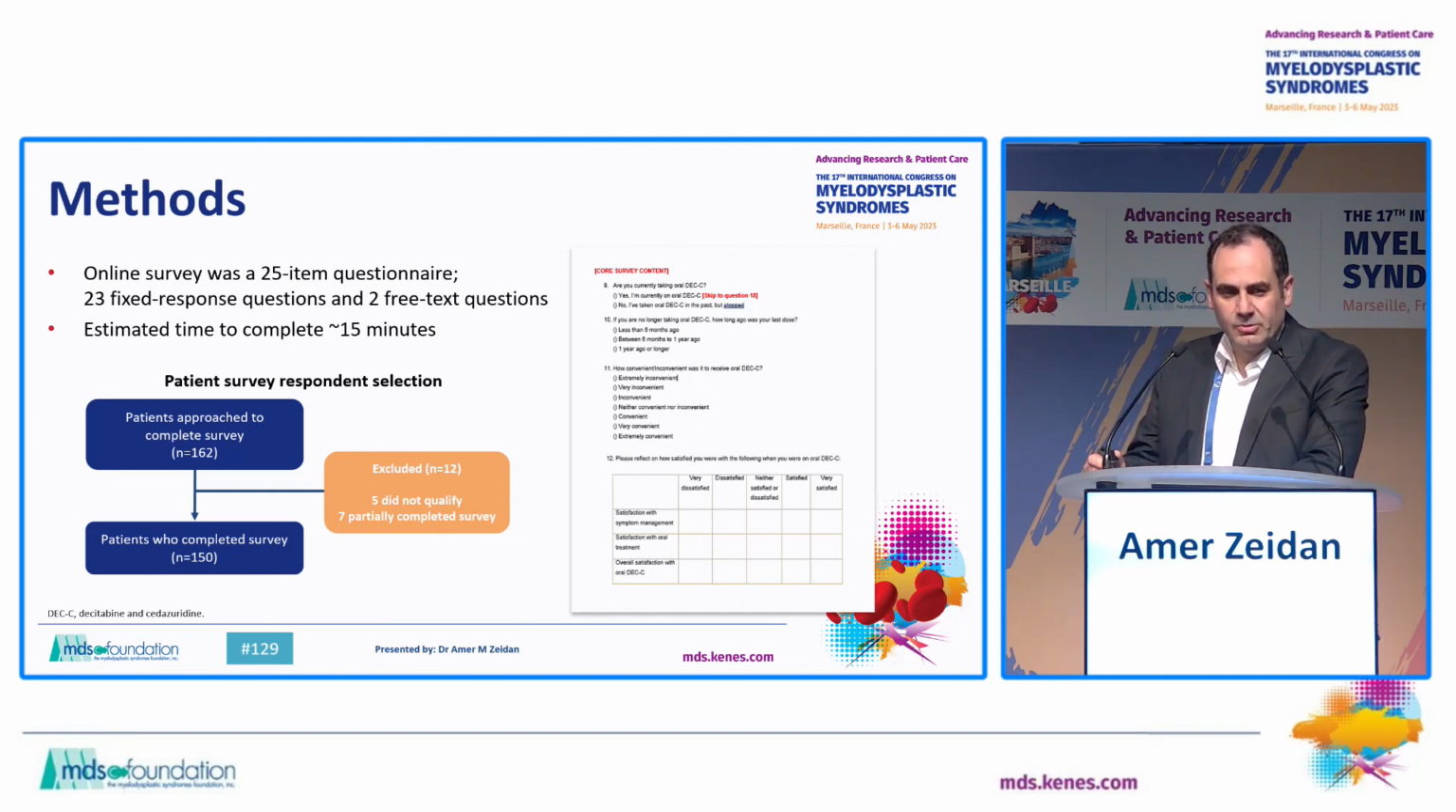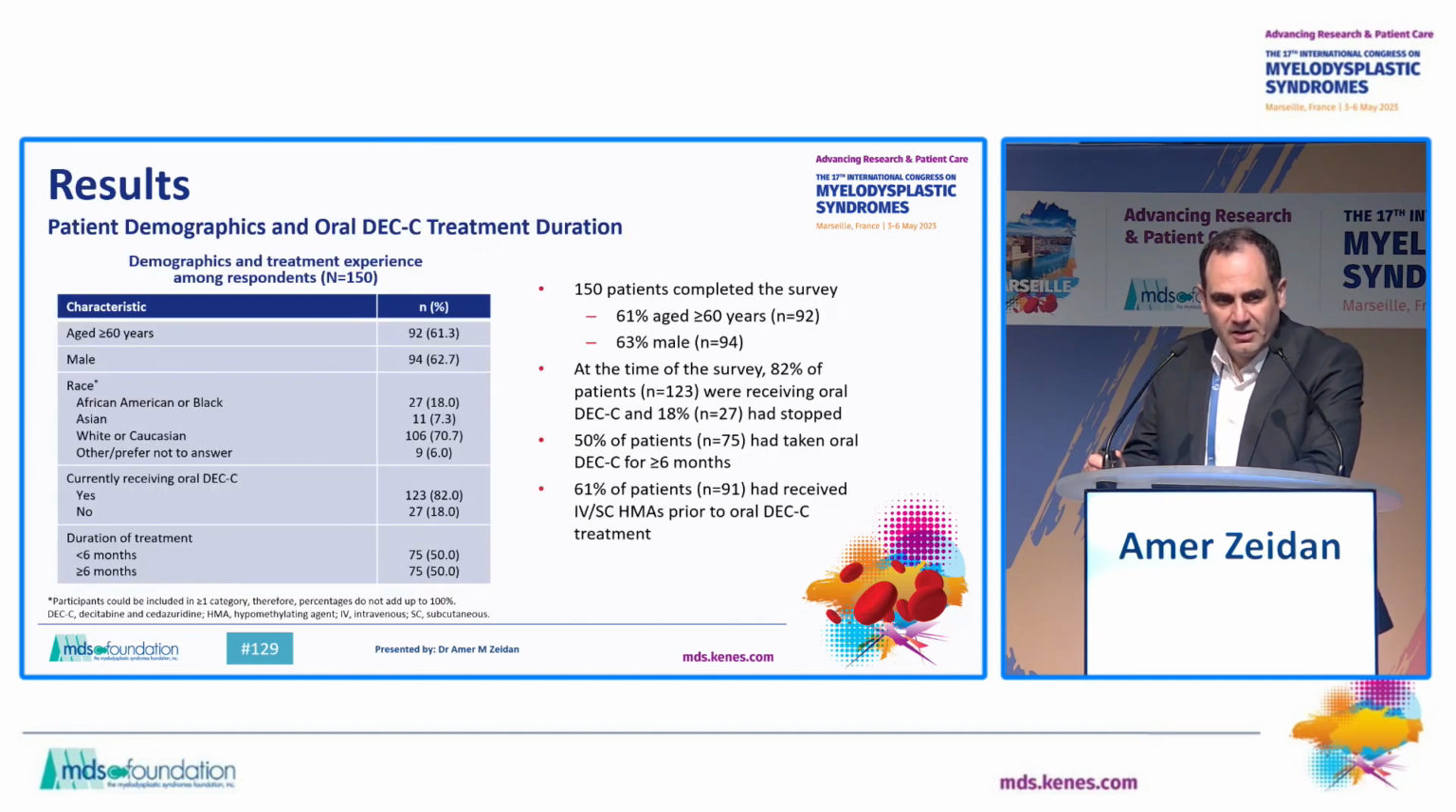In general, in surveys, you prefer not to go too long because people tend to give up on them if they take a very long time. And you try to get questions that have specific answers. So most of the questions had fixed responses, and 2 questions had free text, as I'm going to show you in a minute. The patients who responded to the survey were a total of 150 patients.